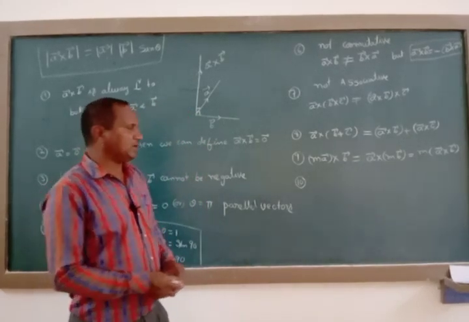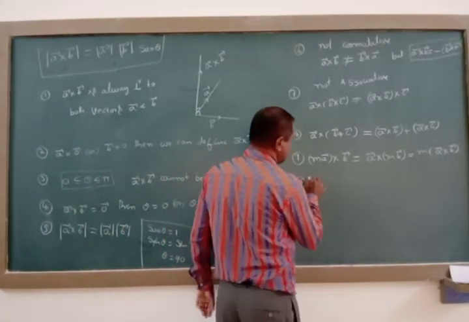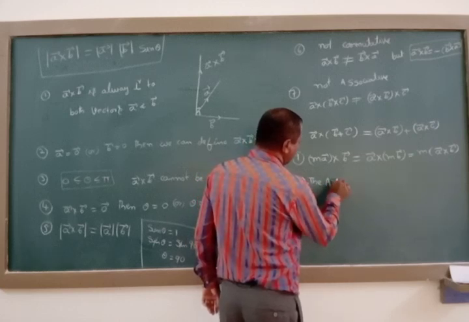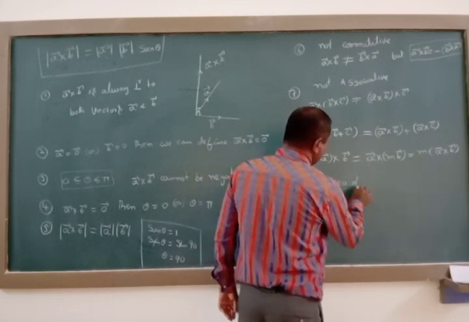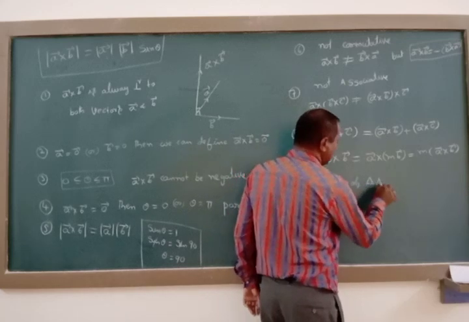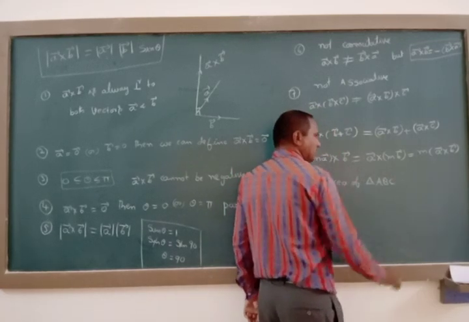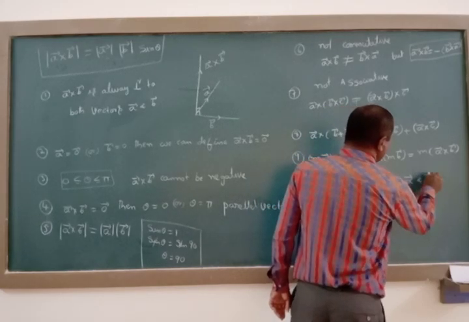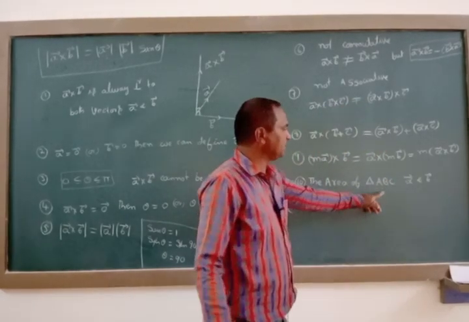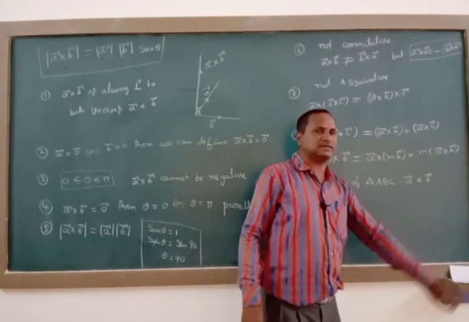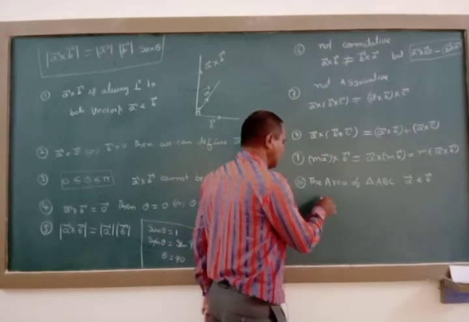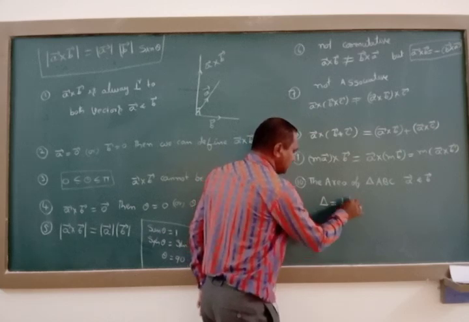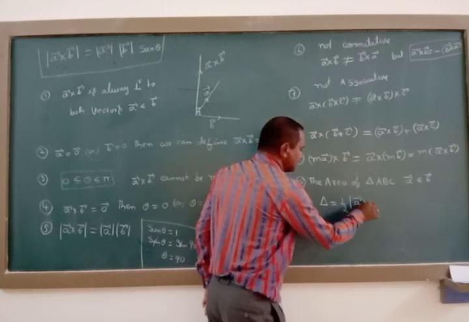The area of triangle with two adjacent sides. The area of triangle ABC with the two adjacent sides A bar and B bar is given by delta is equal to half into magnitude of A bar cross B bar.